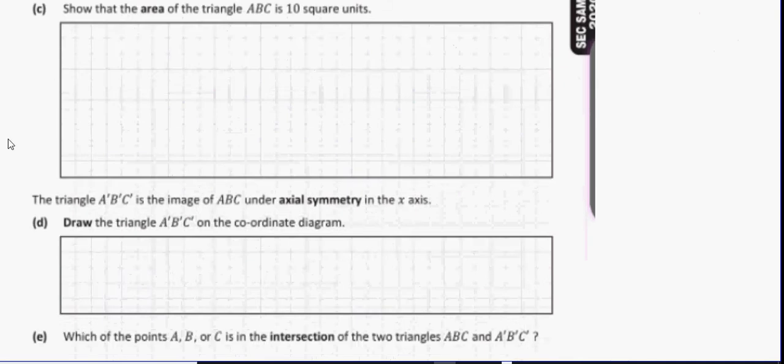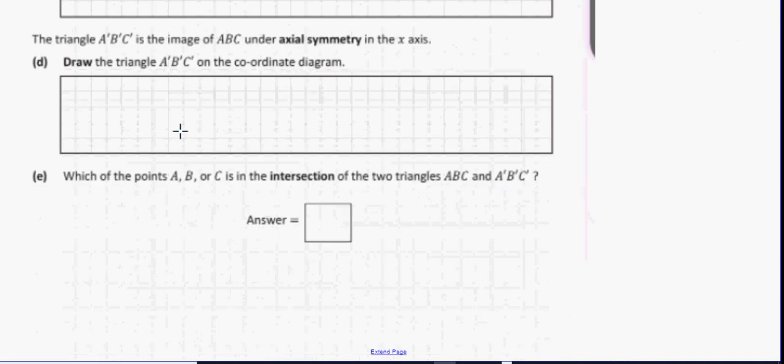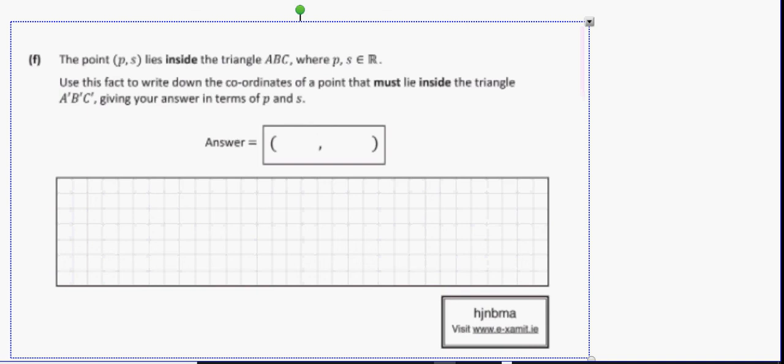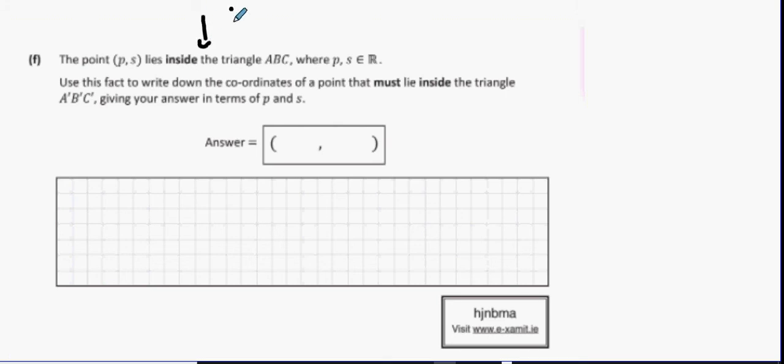What is the point of intersection of the two triangles? Is it not just point B, which is dead centre? Point B, which is dead centre. Now finally, the point P, S lies inside the triangle ABC. P, S is an element of R. Use this fact to write down the coordinates of the point that must lie inside the triangle A'B'C' in terms of P and S. No bother. Who's really confused with this question?